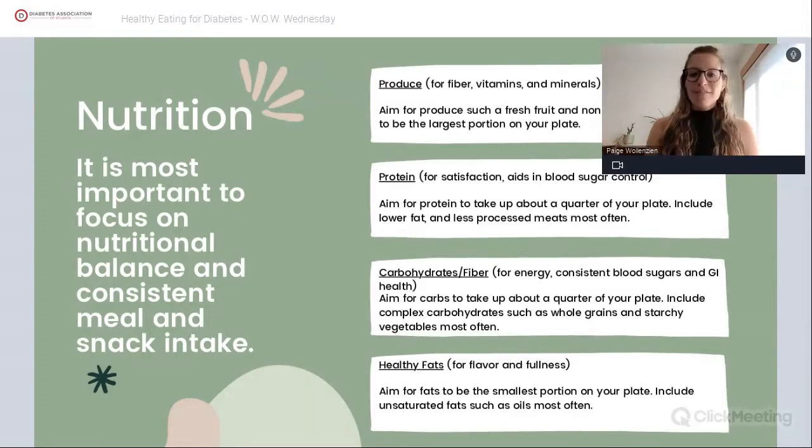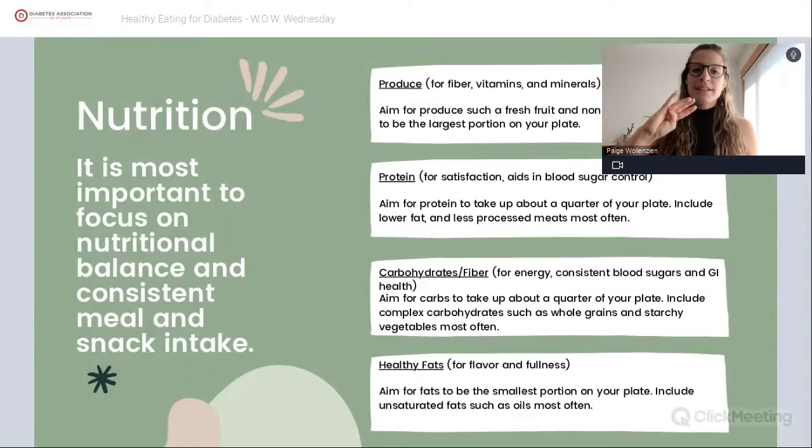Oftentimes, we don't eat carbohydrates on their own. And if we are talking about blood sugar management and blood sugar control and meal planning, it's really important to be including other components to our meals and snacks besides just that carbohydrate.